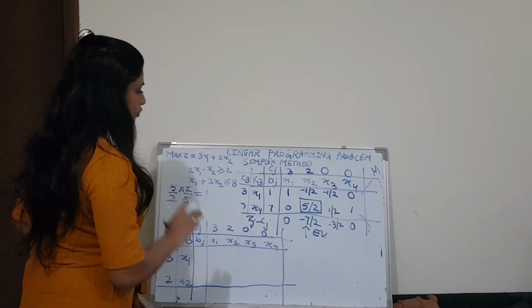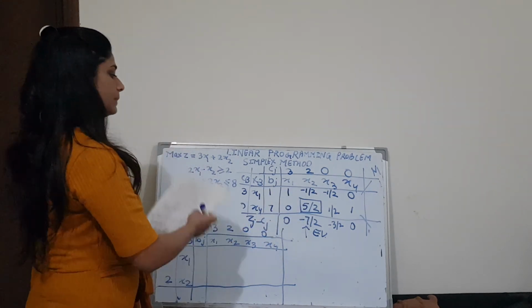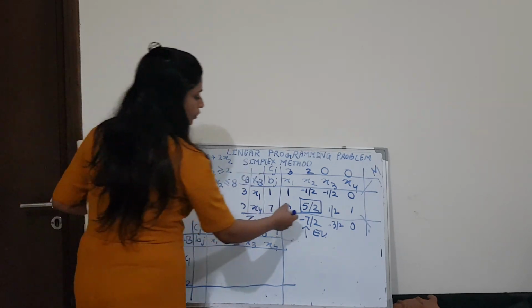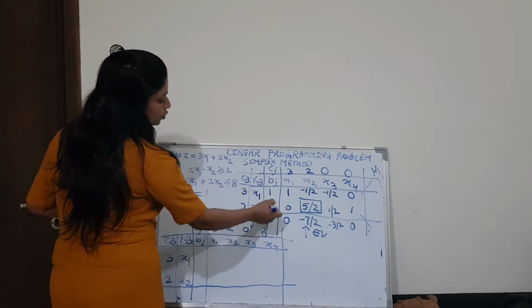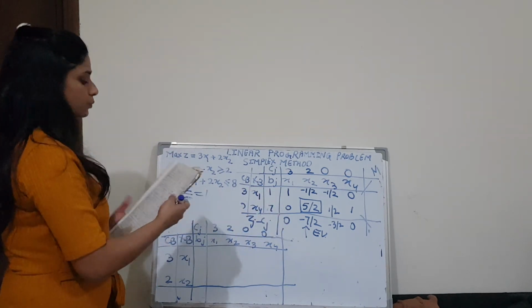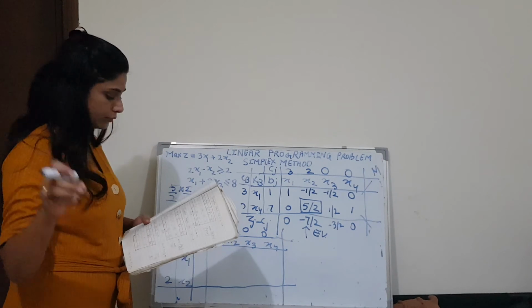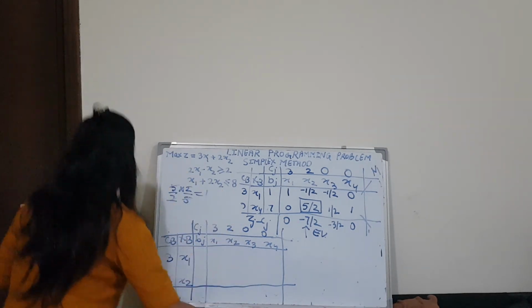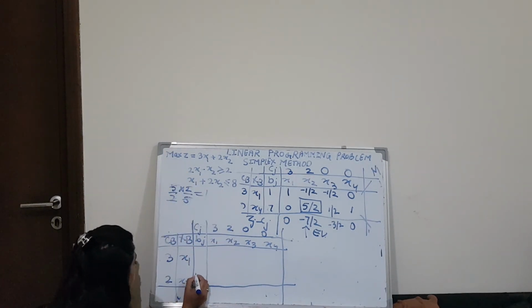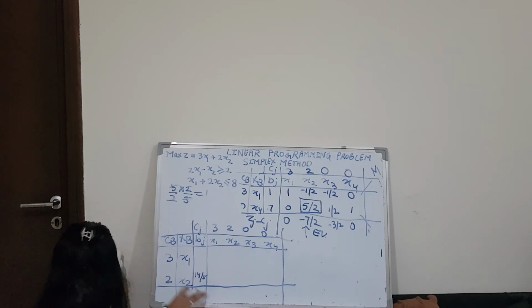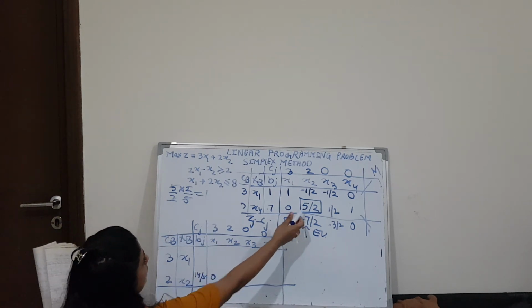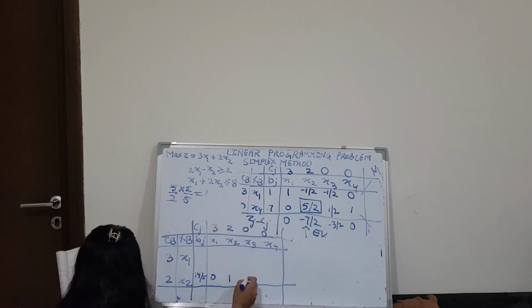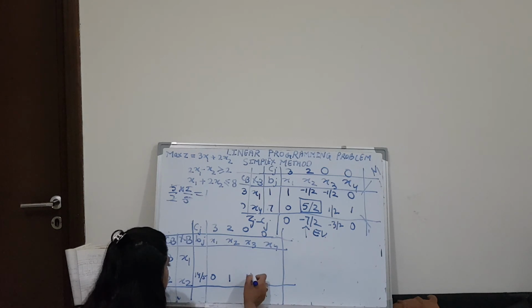Now we will make 1 here. So we will multiply this whole row by 2 by 5. From here we start the calculation. 7 into 2 by 5. I am writing from my notebook and you can do your calculation yourself. So 14 upon 5, and here 0. At this place we were making 1, so 1 is here. Now 1 by 5 and here 2 by 5.